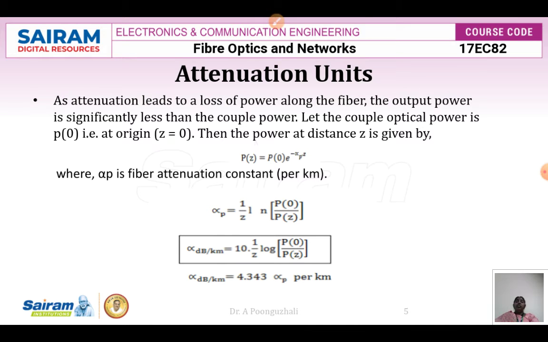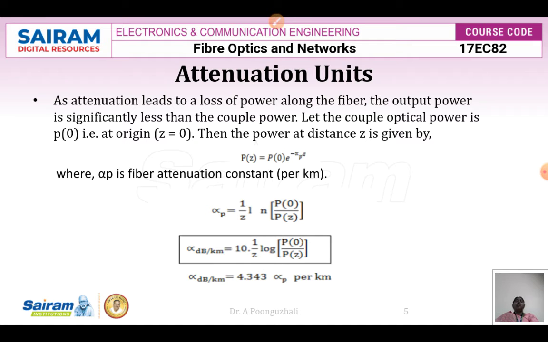So the attenuation, as I said, is nothing but this: as the signal is transmitted along the fiber, a small amount of energy is lost. That means power is lost, and here we say that the output power is going to be less than the input coupled power. So whatever light I am going to incident, that power is going to be greater compared to the power I receive at the output side.